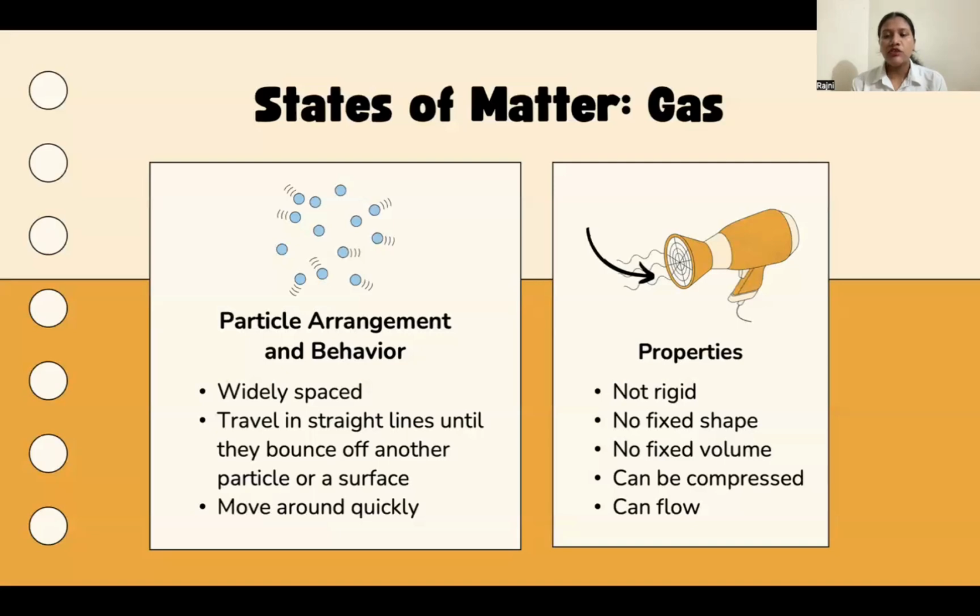Secondly, to prove that they don't have fixed volume and fixed shape, when we spray a perfume in one corner of a room, after some time we can smell that perfume far away. That means the particles traveled from one place to another and covered the volume of the whole room.